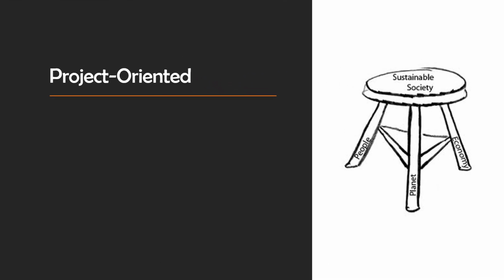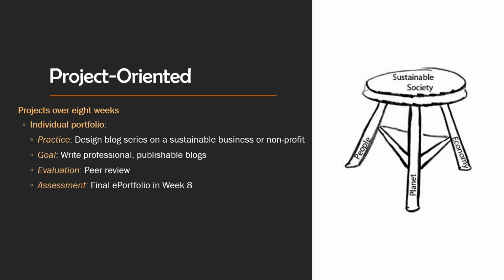This course is very much a project-oriented course. You will have several projects over 8 weeks. The first is the individual portfolio. It's a series of blogs that are going to be on a sustainable business or nonprofit. The goal is to write professional, publishable blogs. The initial evaluation will be a peer review, and your final assessment will be an e-portfolio that will be due in week 8.